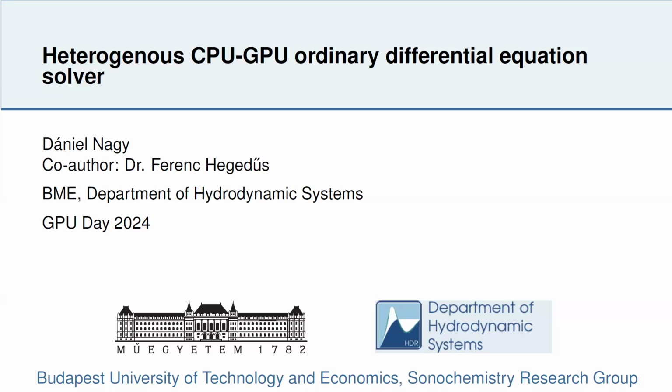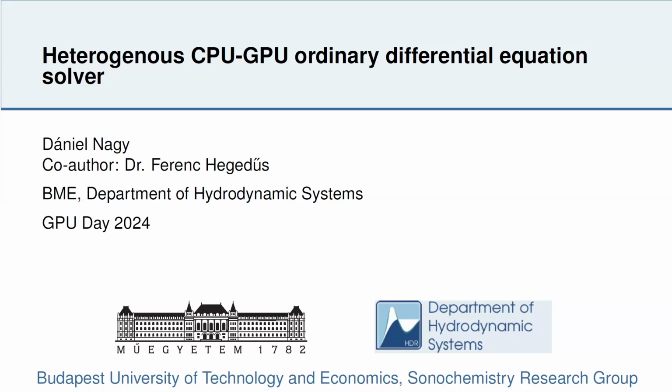So I'm Daniel Nagy from the BME Department of Hydrodynamic Systems. I'm a PhD student there. About the motivation shortly: at the department, we have been using GPUs to solve ordinary differential equations for more than 5 years. But recently we have encountered some problems where the pure GPU approach may not be the best, and some heterogeneous CPU-GPU computations should be used for optimal performance.